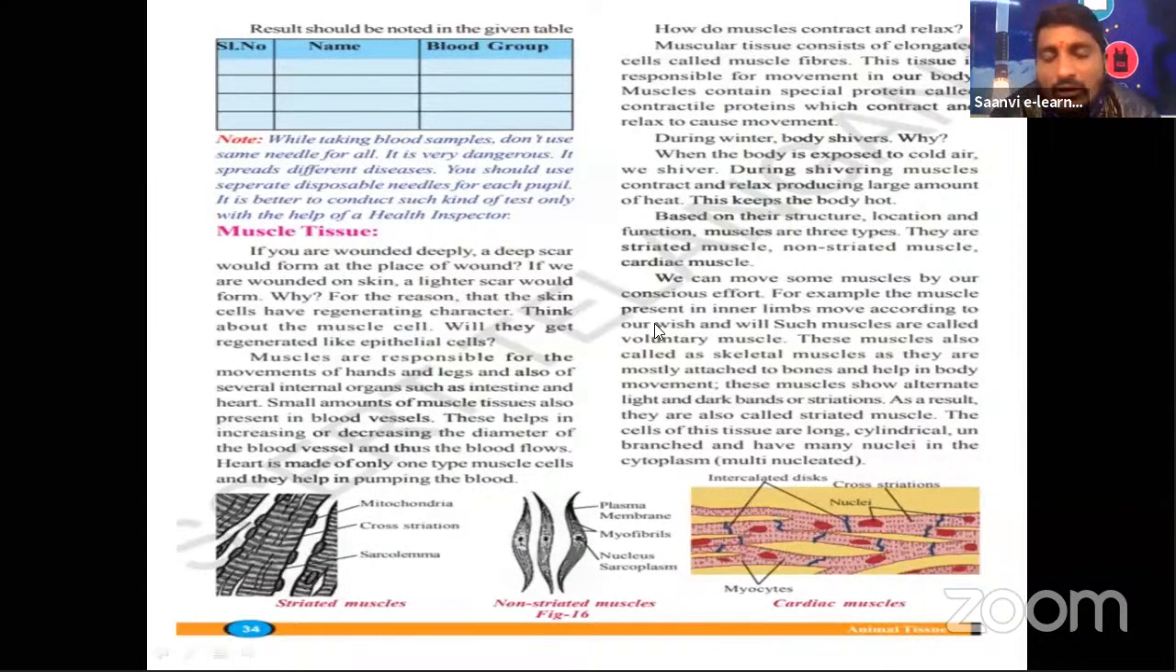The cells of this tissue are long, cylindrical, unbranched, and have many nuclei in the cytoplasm. Since many nuclei are present in the cytoplasm, we call it multinucleated. Uni and multi, you already know, you are very familiar with these words. So, with many nuclei in the cytoplasm, this is multinucleated.